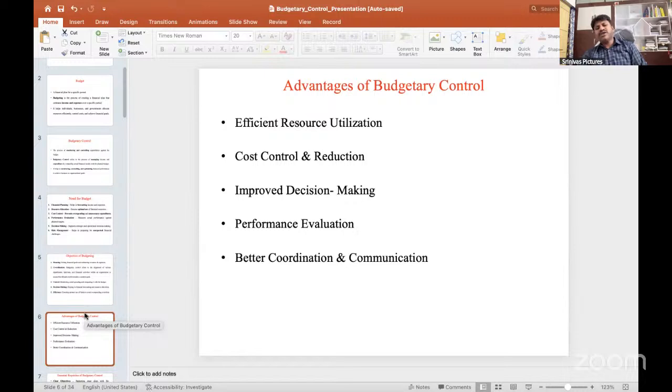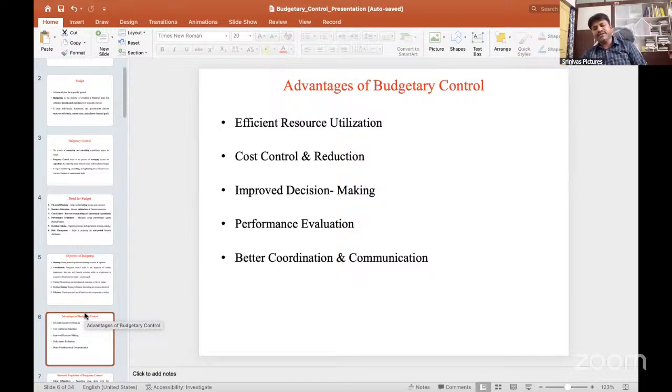And cost control and reduction. As I explained earlier, the budgeted expenditure is estimated and compared with the actual expenditure. So when you compare the actual expenditure to the budgeted expenditure, you are able to know where you are overspending. Whatever you are overspending, you are able to reduce that.